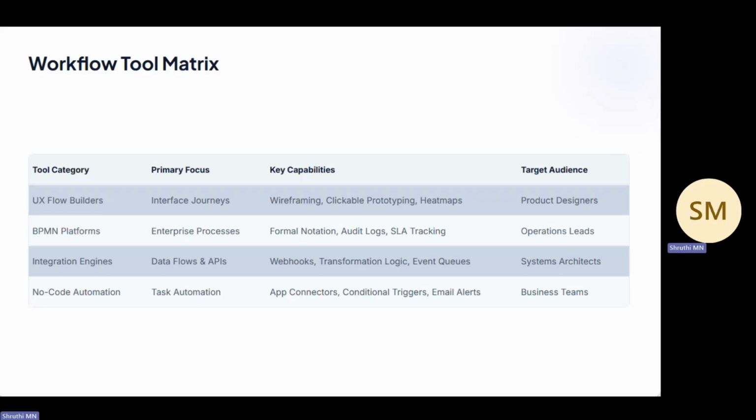The third category is integration engines. These focus on data flows and APIs, including webhooks, transformation logic, and event queues. And finally, we have no code automation. These tools focus on task automation using things like application connectors, conditional triggers, and email alerts. The important point is that different workflow tools solve different problems.